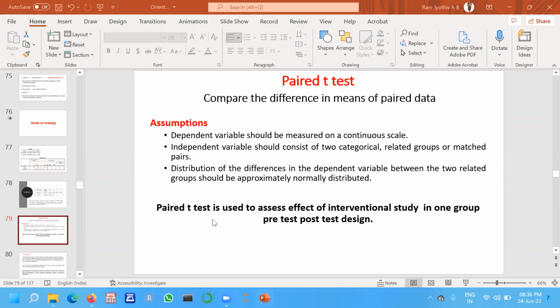So the paired t-test is used to assess the effect of an interventional study in one group, a pre-test, post-test design. So this is one of the very common designs used for postgraduates, isn't it? We are comparing before treatment and after treatment, so we can very well use this design. Okay. Now let us see the scenario.